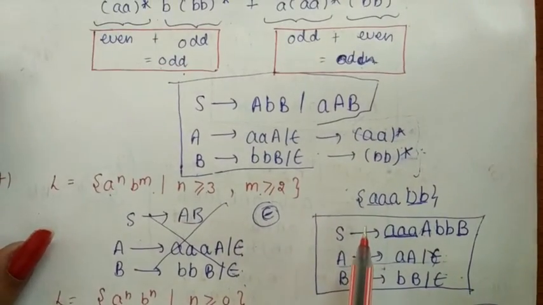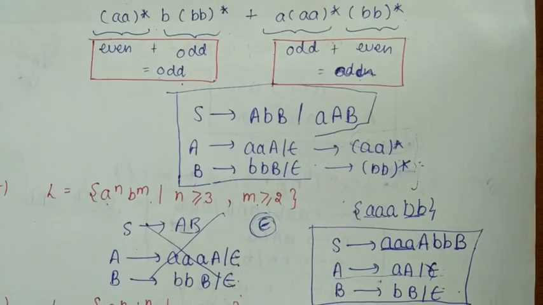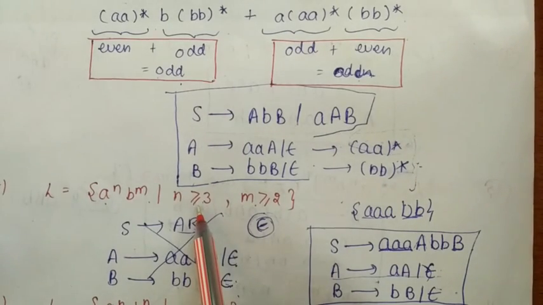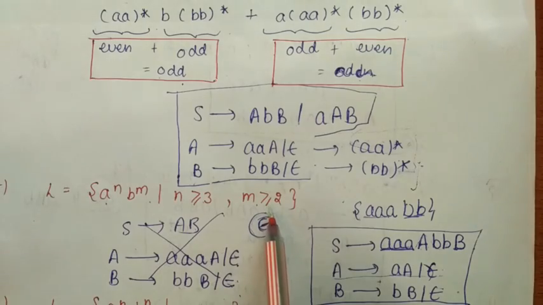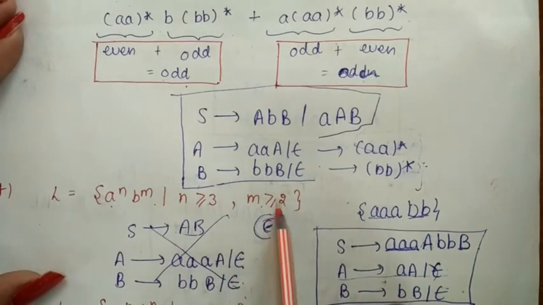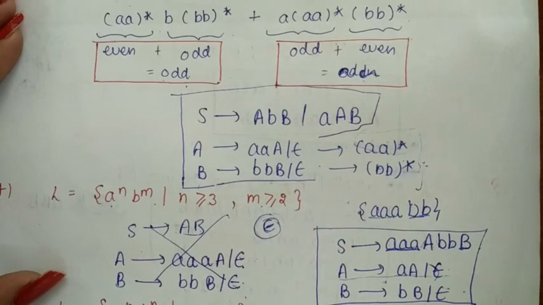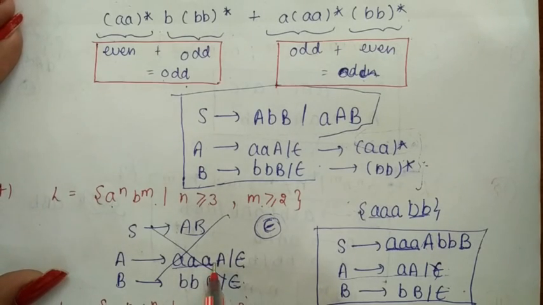Now this is the next problem. In this problem we have minimum 3 a's, n is greater than or equal to 3, and m is greater than or equal to 2. Now how will we write the grammar? If you write the grammar like this, means you take minimum 3 a's here, then the repetition of a, and you put an epsilon here.